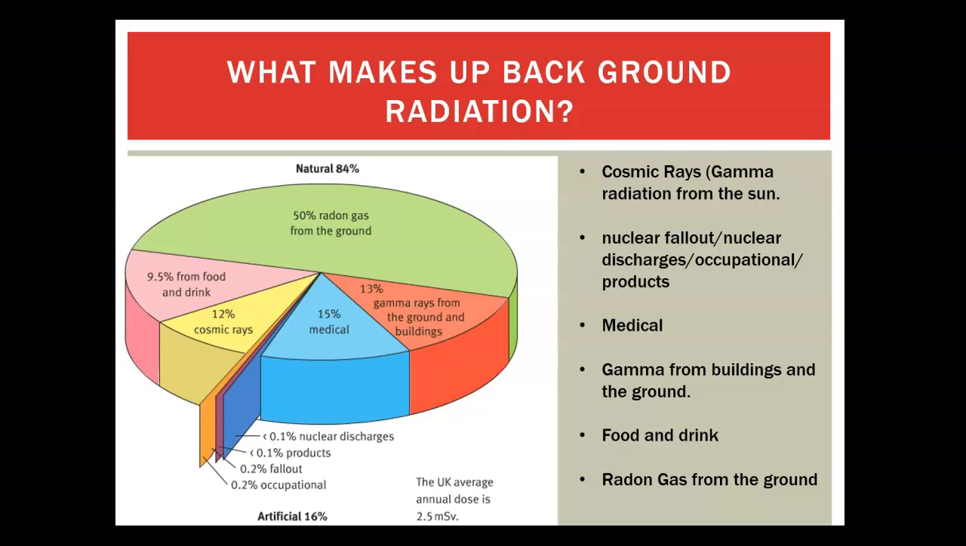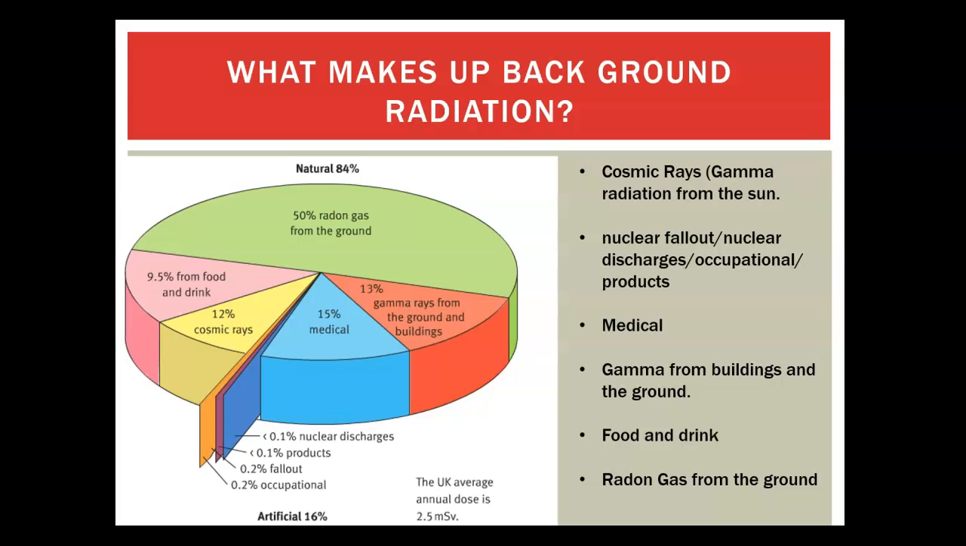Some of it's medical, so we use it in hospitals, for PET scanning, and we use it for radiation therapy for cancer. We also have some from the nuclear industry, so the products of nuclear power are radioactive. We also get some cosmic rays. They're rays from the sun, so basically gamma rays from the sun.